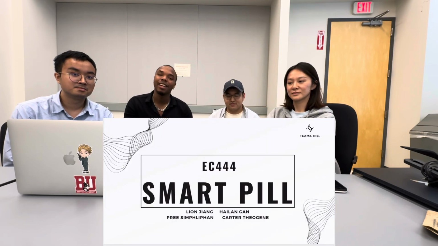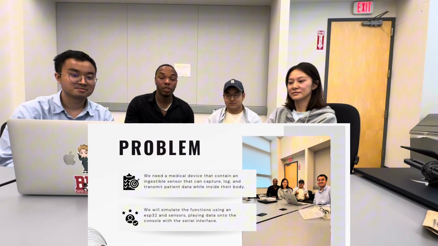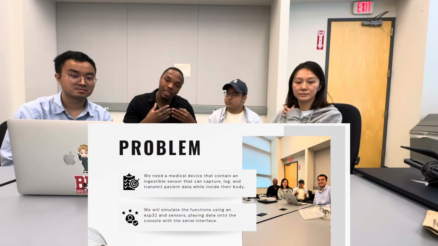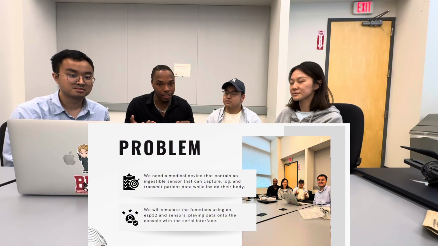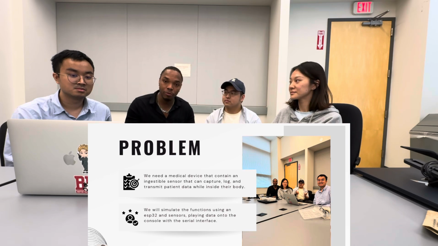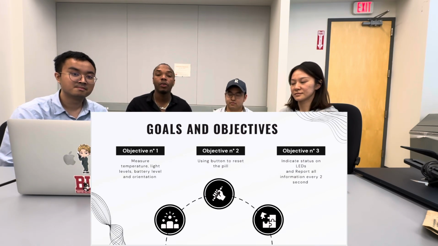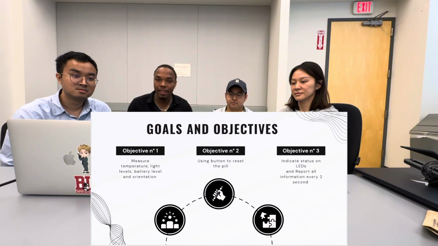Everyone, we are Group 2 of EC444 Smart and Connected Systems at Boston University, and we have for you a smart pill. It's a pill that is ingestible. It goes into your body and sends out information about what's happening in your body. It could tell the orientation of the pill, whether it's vertical or horizontal, and it will also be able to send information about the light intensity and anything else that could be a good use case for this smart pill.